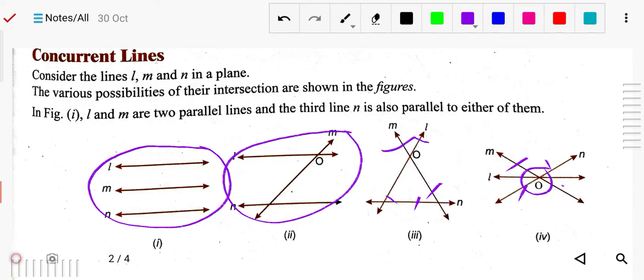So concurrent lines, how will you define them? Three or more lines in a plane are concurrent if all of them pass through the same point, and this common point is called the point of concurrence. It means all these three lines should pass through the same point, again like collinear. There should be three lines or more than three lines.